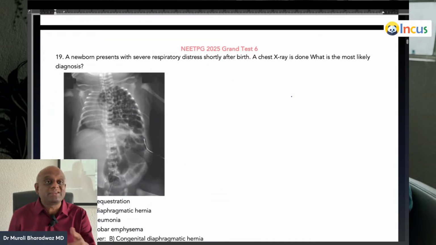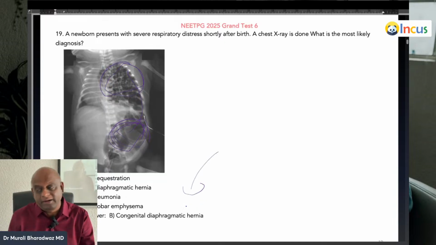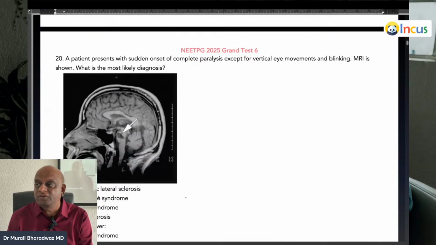A newborn presents with severe respiratory distress, and the gas-containing intestines are seen projecting into the thorax, which is a case of congenital diaphragmatic hernia is what we need to remember.